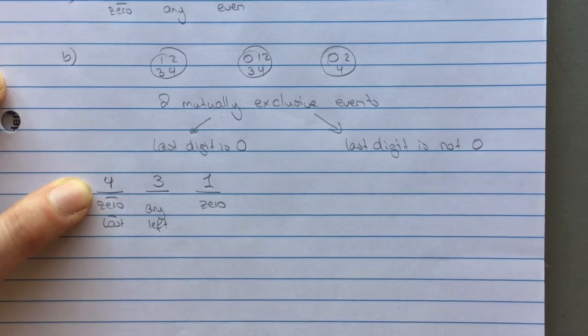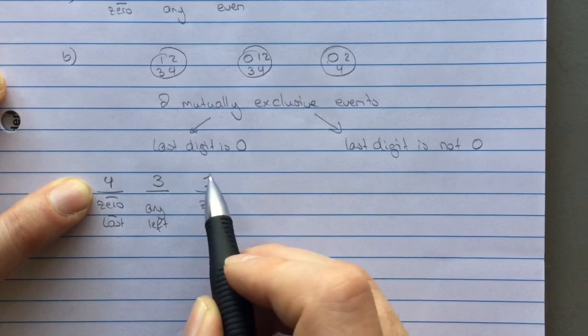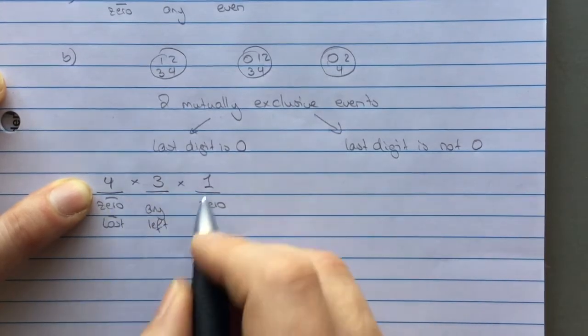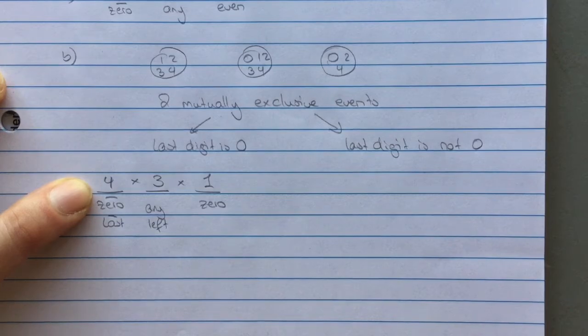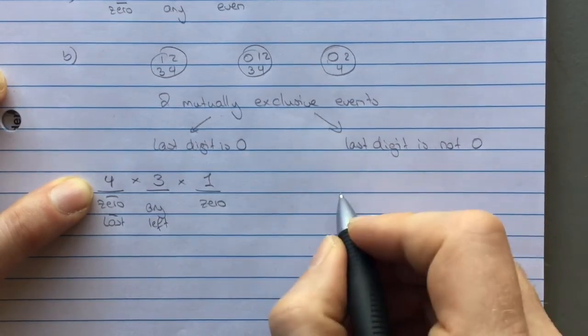So now I have 4 options for the first one, 3 options for the middle one, and 1 option for the last one. When I multiply them together, then I figure out how many possible outcomes there are for this one. The next one, the last digit is not 0.